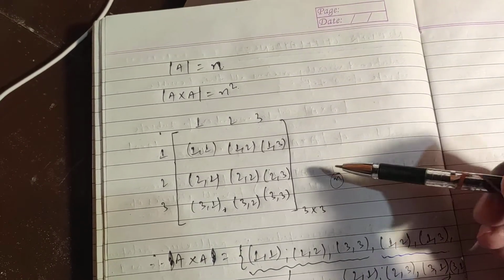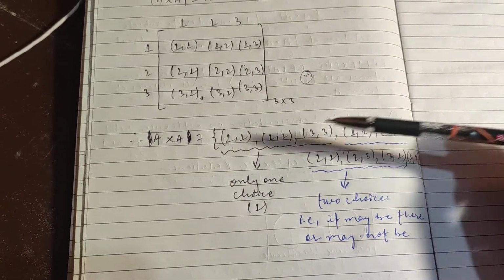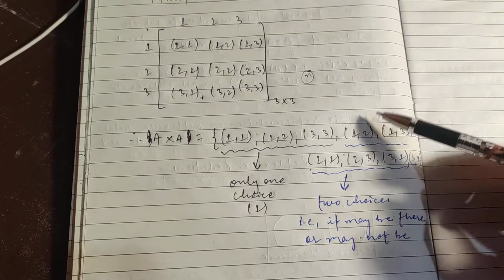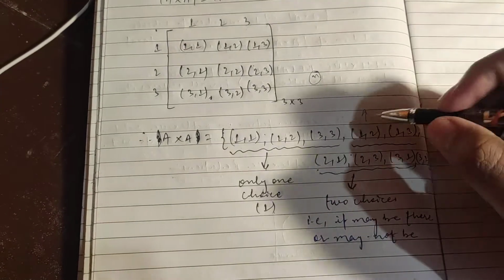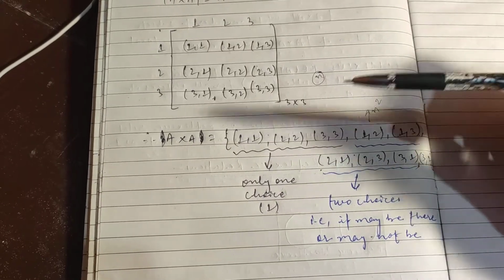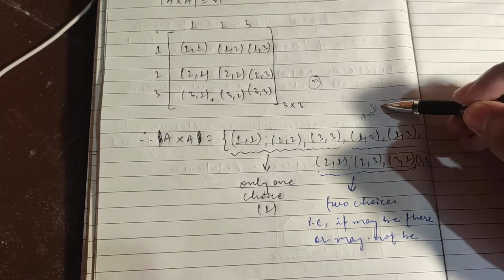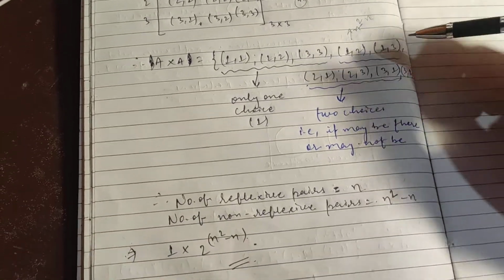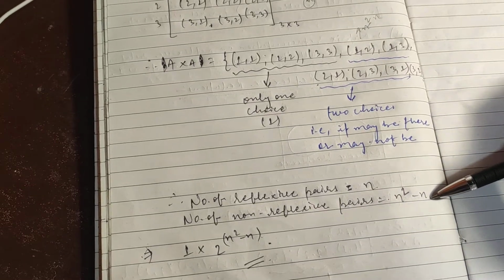Okay, so now moving ahead, we already discussed we have only one choice for this, and two choices for each and every one of the others. So what should the number of irreflexive elements be? The total number of elements in this set is n squared, and the number of reflexive elements is n. So we subtract: n squared minus n gives the number of irreflexive elements. Number of reflexive pairs is n, and number of irreflexive pairs is n squared minus n.